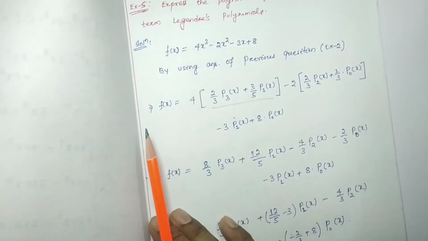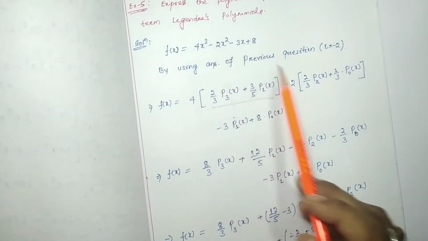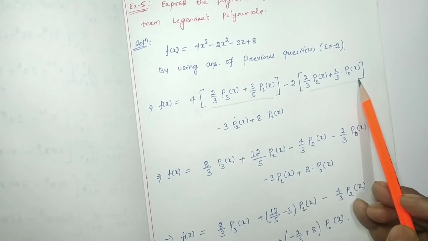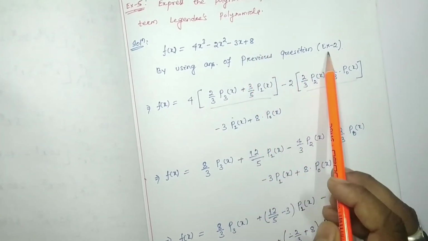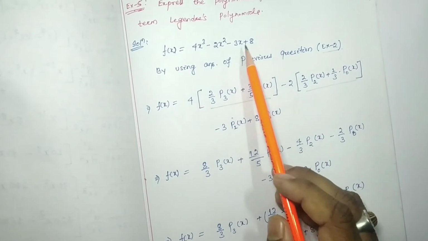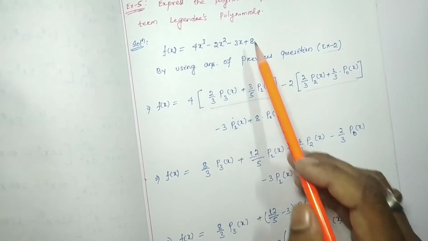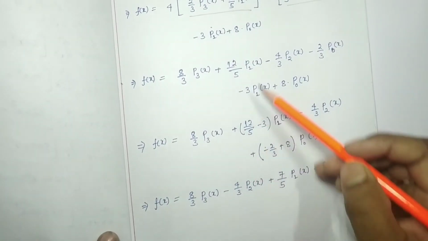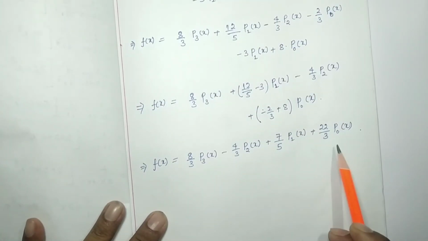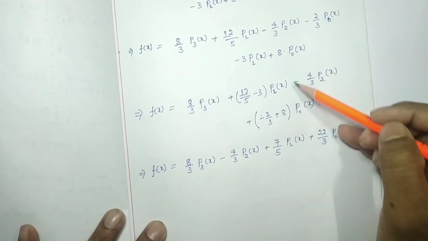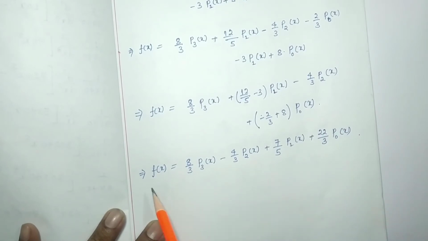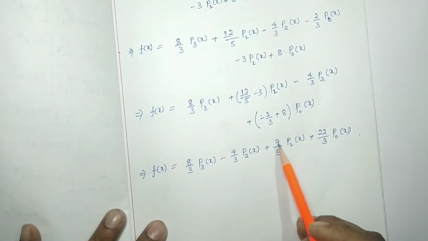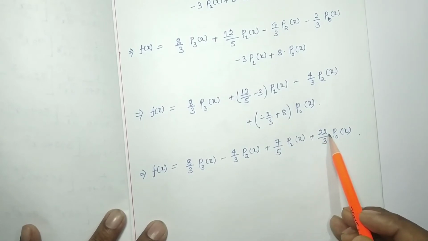Here I substituted. Minus, the x square value I substituted, whatever I found in example number 2. And here 3x, x means P1(x). Here 8 into 1 means we can write P0(x). So by simplification we find this much. You just pause the video and write the steps. Thus at last we found f(x) equal to 8 by 3 P3(x) minus 4 by 3 P2(x) plus 7 by 5 P1(x) plus 22 by 3 P0(x).